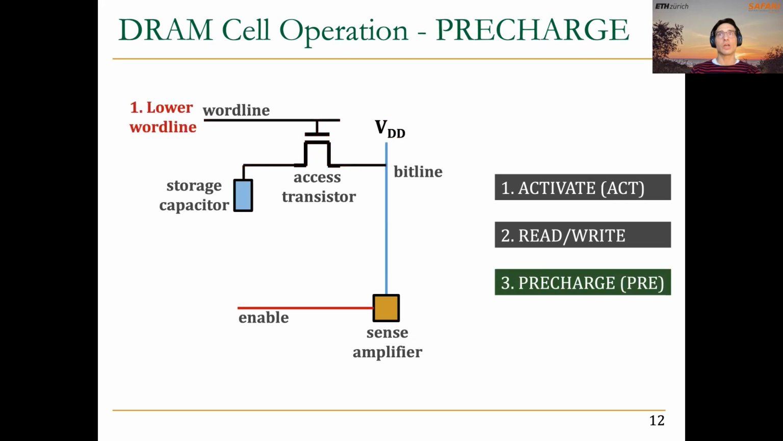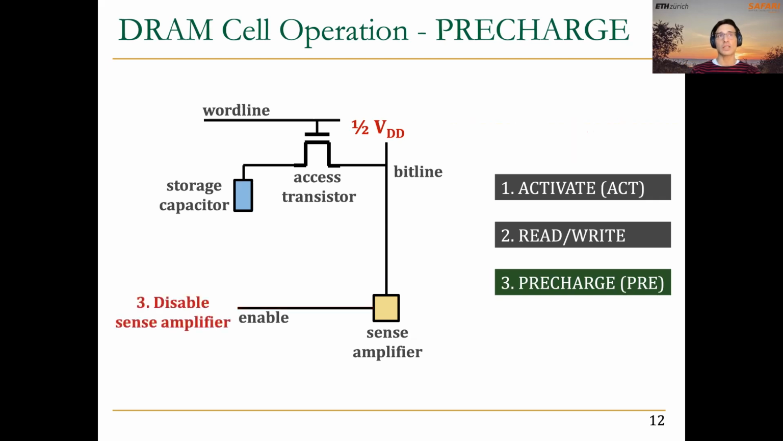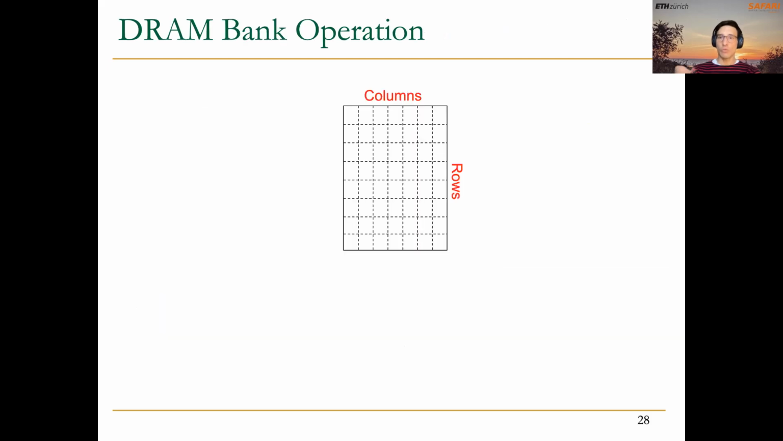And that's actually what can happen when we pre-charge, right? In the pre-charge operation, we will first lower the word line. This makes the voltage of the bit line go to half VDD. We pre-charge. That's what pre-charging means. Pre-charging the bit line for the next access, and then we disable the sense amplifier. So now we have a recap of how the specific DRAM cells operate.